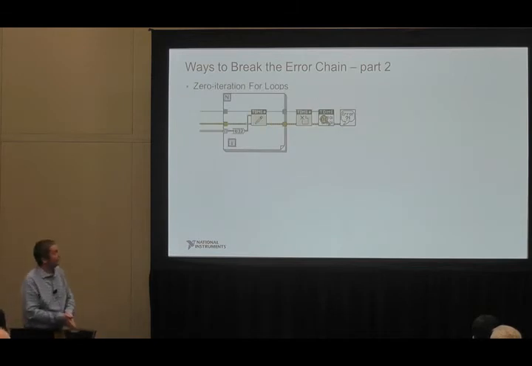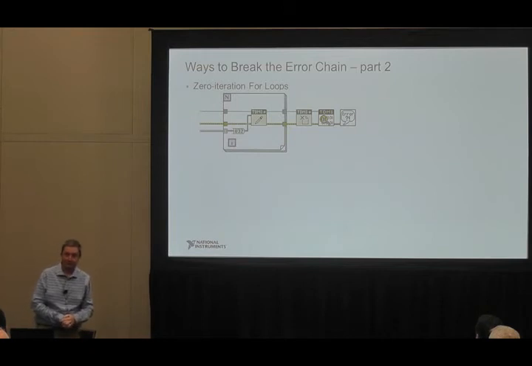This is one of my issues that I want to tell the world about, and that is zero iteration for loops. So here we have a for loop that's doing some TDMS stuff. Let's say there's an error coming in on that error wire to the for loop. Let's also say that that 2D array going into the for loop is empty. What that means is that the for loop is going to run 0 times.